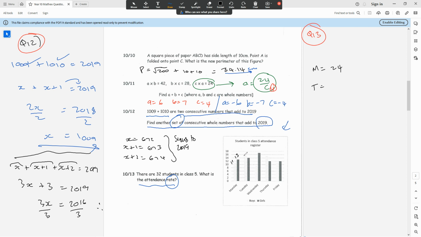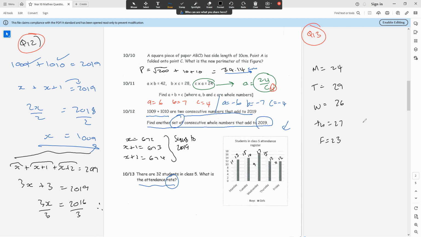On Tuesday, it looks like 15 and 14. So 15 and 14 is 29. And then Wednesday is 9 and 17. 17 plus 9 is 26. Thursday, we've got 15 and 12, so 27. And then after that, Friday, that looks like it's halfway between, it's going to be 11, and that looks like 12, so 23.